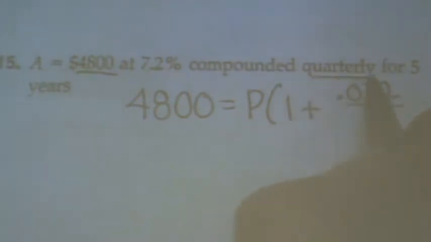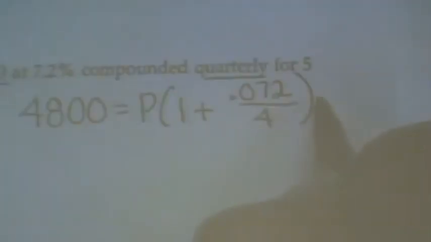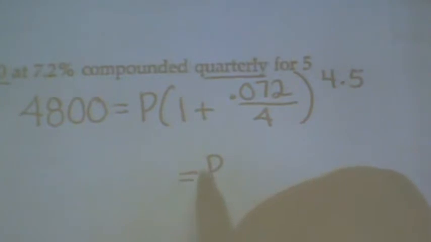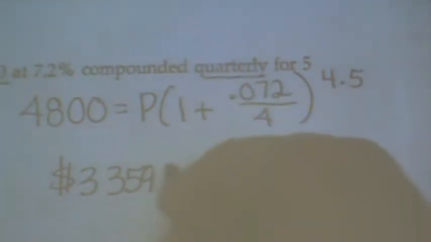And we're compounding quarterly. How many quarters are there in a year? Good. So, I want everyone to do this problem, make sure you can get the correct answer. You get 3,359.59. Did you get that?